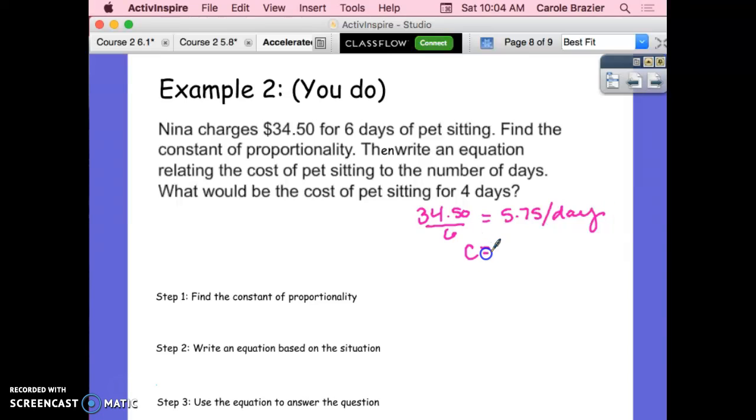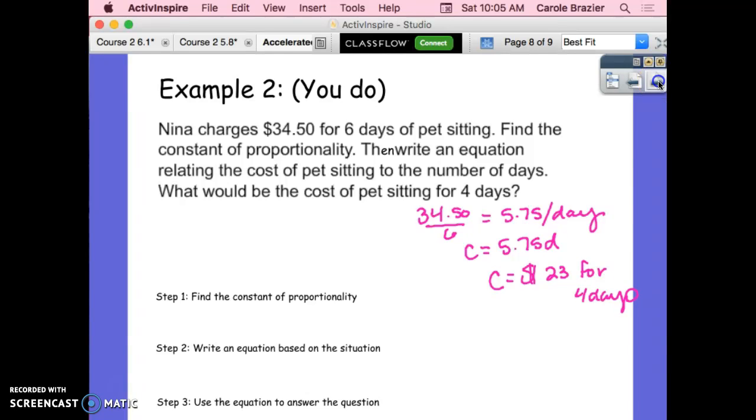So the cost is equal to $5.75 per every day that she does it. If you use different variables, that's fine, as long as you can state what they mean and what they represent. So the cost for 4 days, I apologize, is going to be $23. Okay, so $23 for 4 days. So there's a lot of questions, but you need to make sure you're answering them all. Otherwise, you won't get all of the correct work.